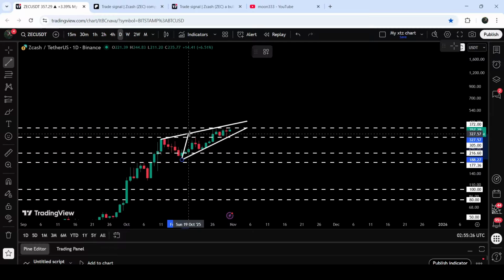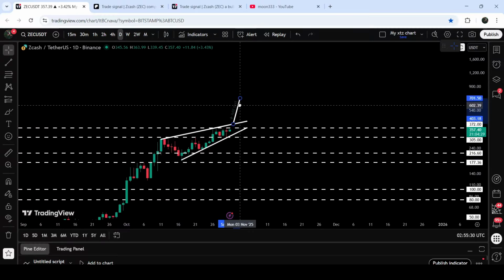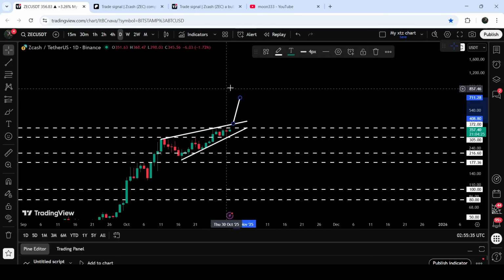However, in case of breaking out the resistance of this pattern, because the momentum is quite bullish for Zcash, there can be a probability that we may break it out. And the technical target for the breakout from this pattern will be here, approximately at $711. So this was the update so far.